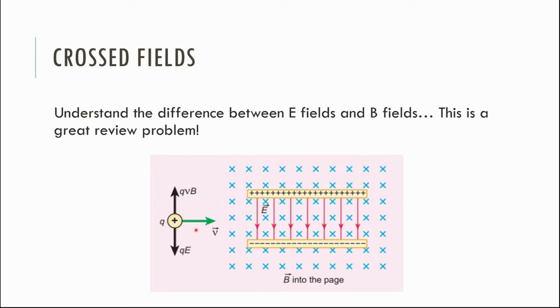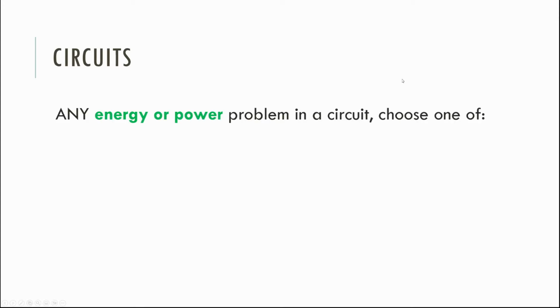But there you go, you got your magnetic field in the page, so there's going to be a magnetic force this way. That's when you use the right-hand rule, only for a B force, a magnetic force, nothing to do with the electric force. So make sure you know the difference between those two forces and how the cross fields problem works.